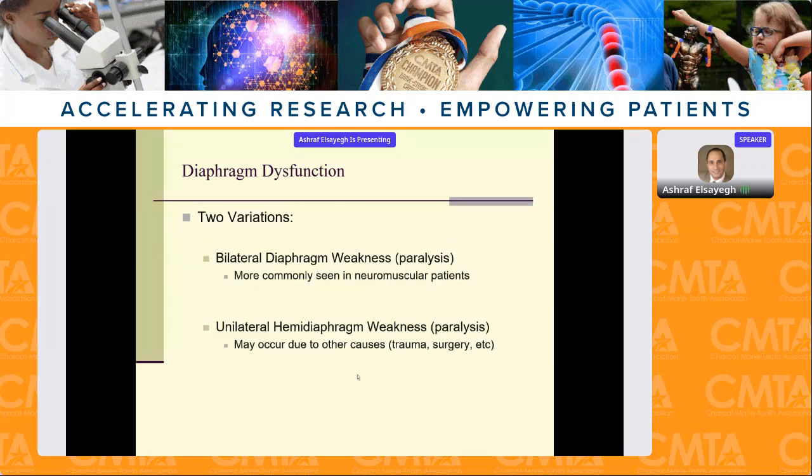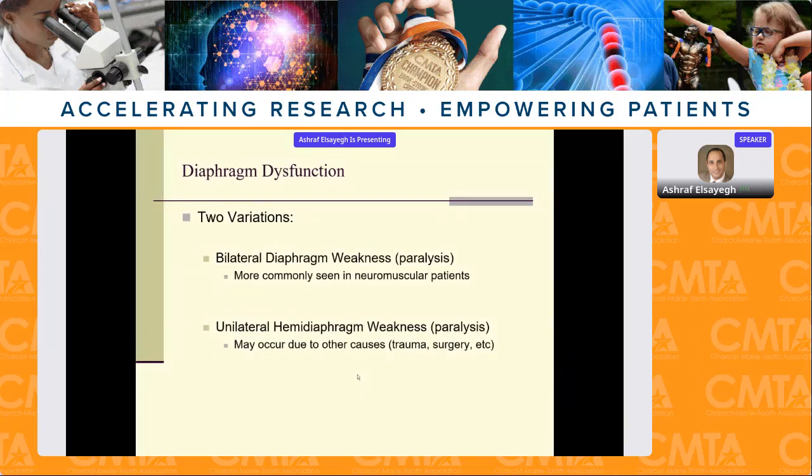I put this slide in. Half of it does not apply to you guys, but again, it's answering questions that I've had in the past. What is the difference between bilateral and unilateral hemidiaphragm weakness? Remember at an earlier slide I showed you, we have 2 diaphragms, one on each side of the chest cavity. Sometimes patients will have one-sided weakness where one diaphragm is functioning properly and the other side is paralyzed, and others have bilateral where both of them are weak.